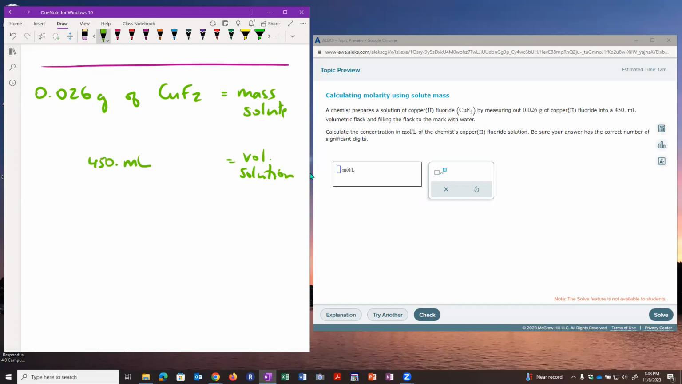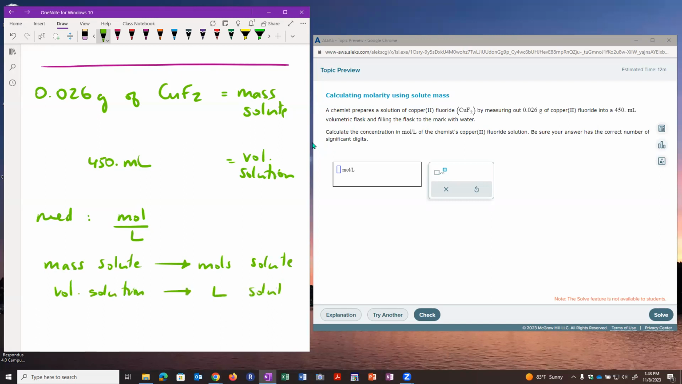So what do we need to calculate? We need to calculate the concentration in moles per liter. So what we need to do is convert the mass of the solute to moles of the solute, and convert the volume of the solution to the correct unit, in this case, liters of the solution. Depending on what the question is asking, yours may not say moles per liter. It may say some slightly different units.